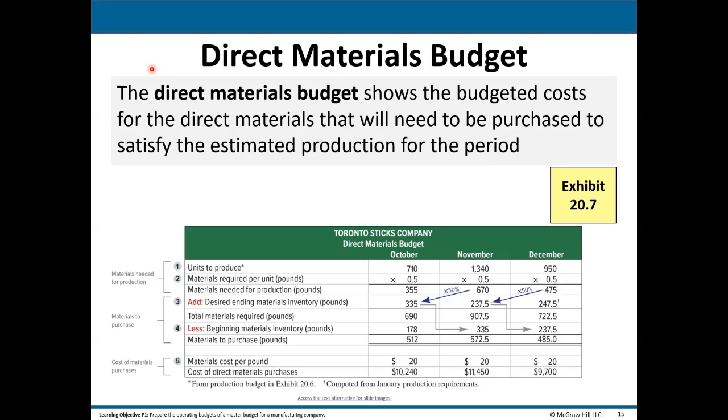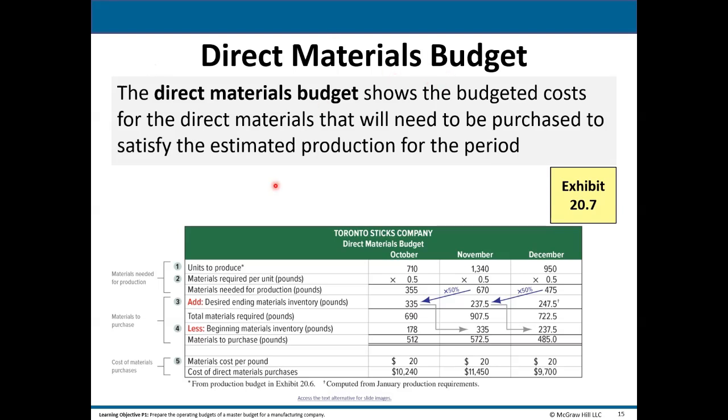Okay, then the final step, step 4, is, I'm sorry, that's not the final step. Step 4 is to subtract the beginning materials inventory for TSC. This is 178 pounds for October from Exhibit 20.3. We then compute the materials to purchase, which is 512 pounds, and that's the 690 minus the 178.